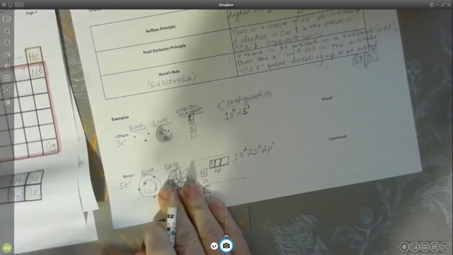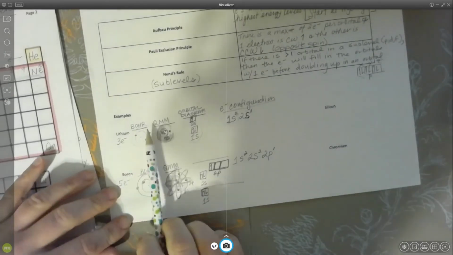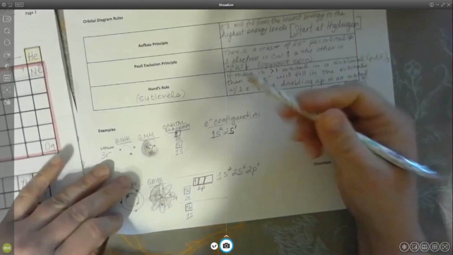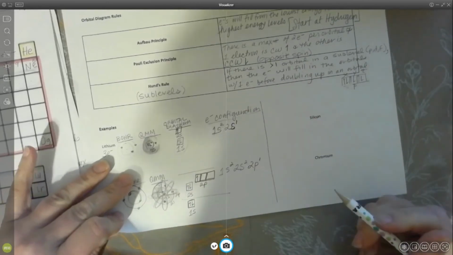Okay, let's try 2 more, but we won't do the Bohr and quantum mechanical model. We're just going to use the periodic table now for these.